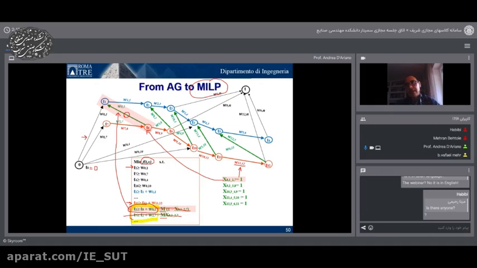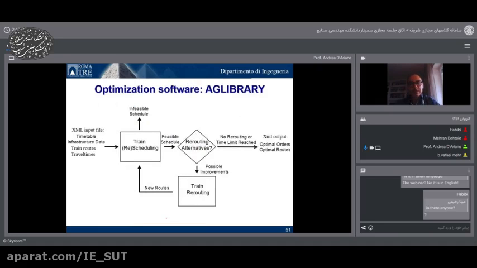So let's try an alternative approach, and this alternative approach is a dedicated software. Now, we don't have much time to talk about the algorithms in this software, which is AG library, but I will try to give you an idea of how the AG library works. And then I will give you some experiments to compare the two approaches and some conclusions.